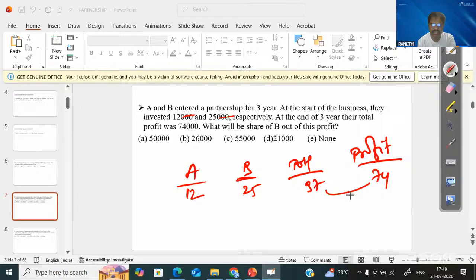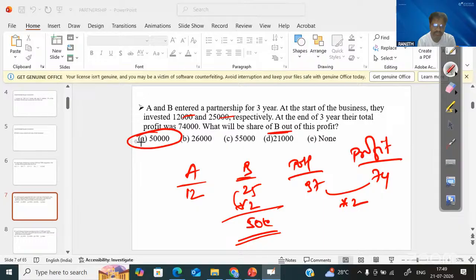So the profit is double the investment. What will be the share of B? We need to multiply by 2. 25 twos are 50. So the answer equals 50,000. Answer is 50,000.